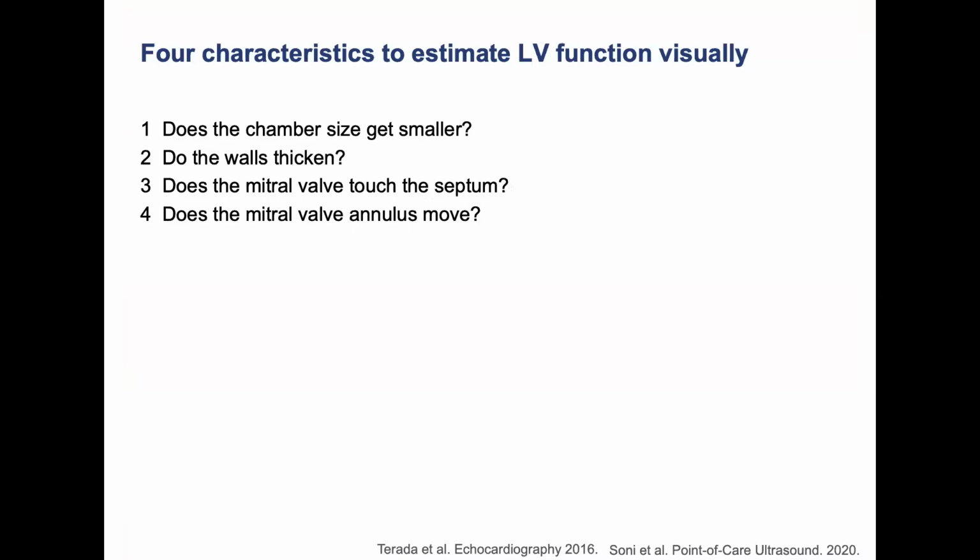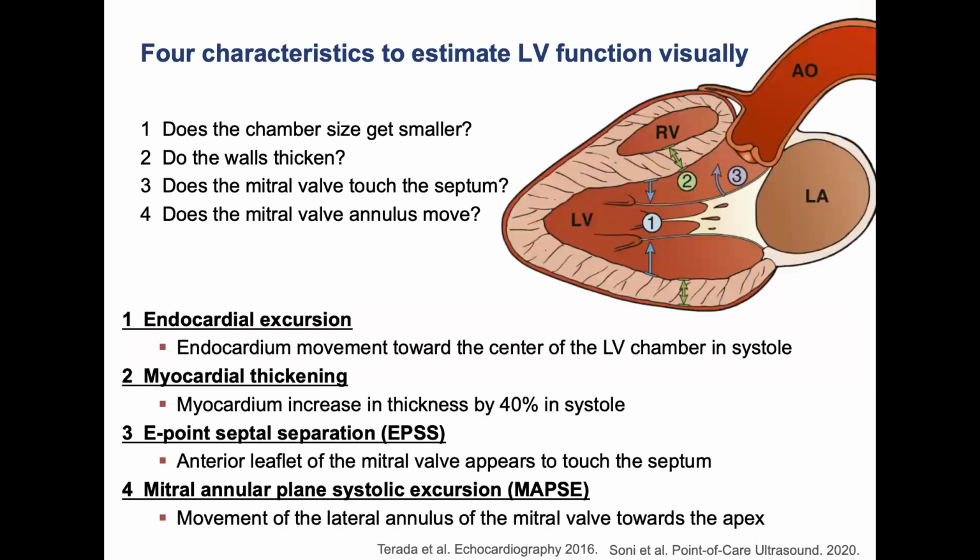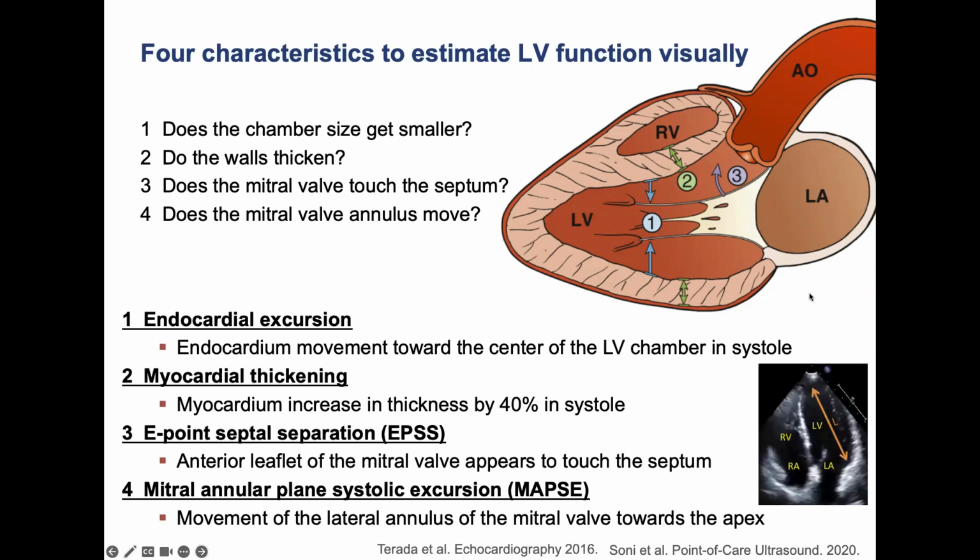So to review our 4 characteristics to estimate left ventricular function visually: does the chamber size get smaller? Do the walls thicken? Does the mitral valve touch the septum? And does the mitral valve annulus move? Looking at endocardial excursion, putting my cursor here in the middle, do those walls move in? Myocardial thickening should increase by 40% in systole. EPSS: does this anterior leaflet of the mitral valve reach up and appear to touch the septum? And then MAPSE in that 4-chamber view: does that lateral annulus of the mitral valve move or become displaced towards the apex?